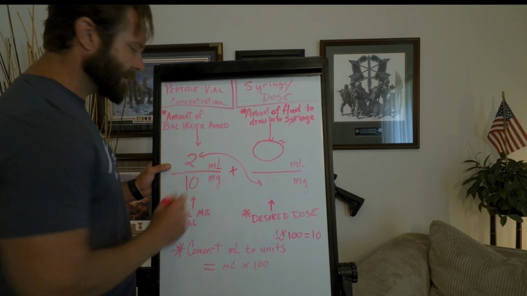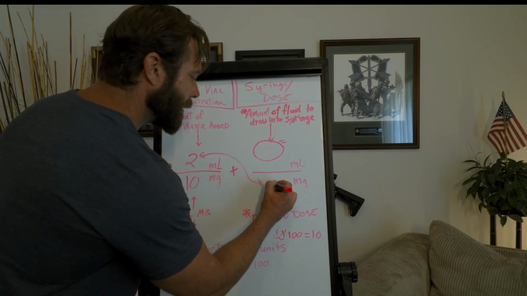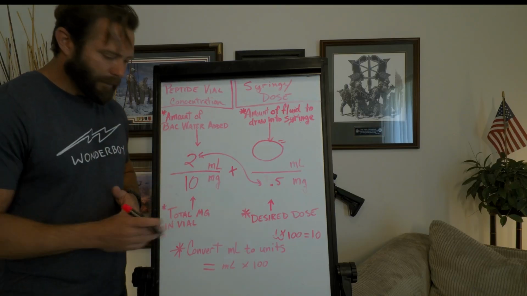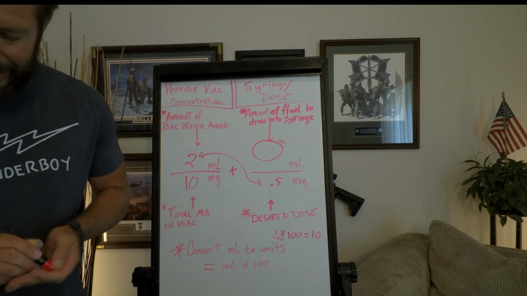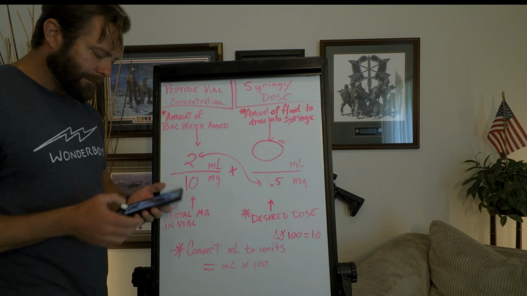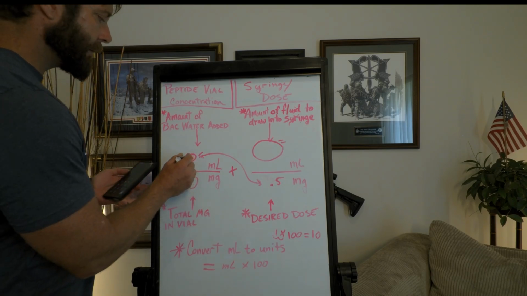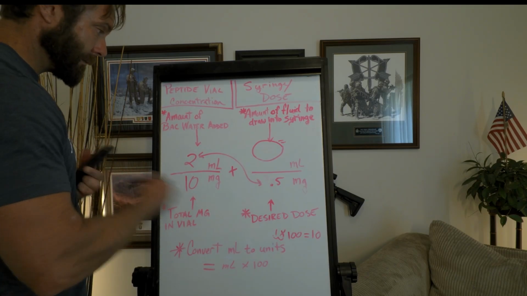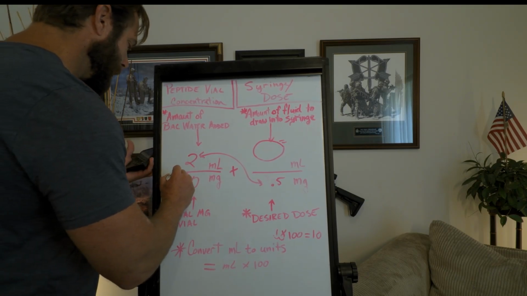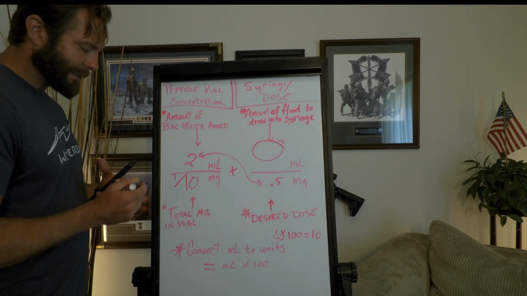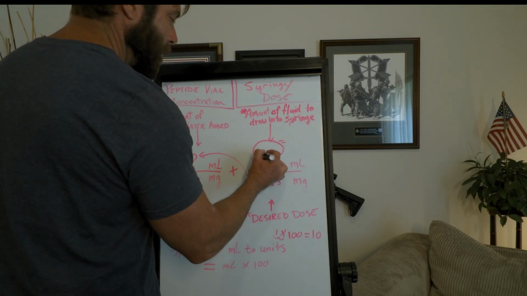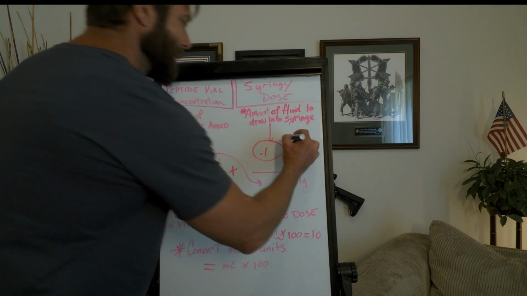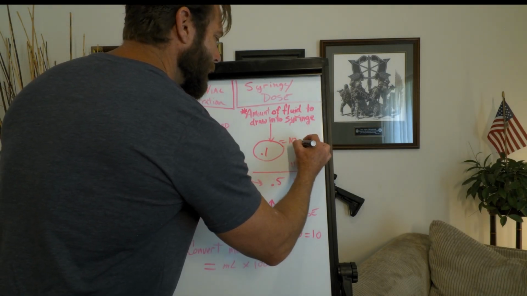I'm going to put 2 milliliters in here this time, and this time I want 0.5 milligrams. Okay, 0.5 milligrams. So I'm going to get my handy dandy calculator out here because I don't want to mess this up. And I'm going to take 2 times 0.5. Now we get 1. So 1 divided by 10, what is that? 0.1 milliliters, which is equal to 10 units.